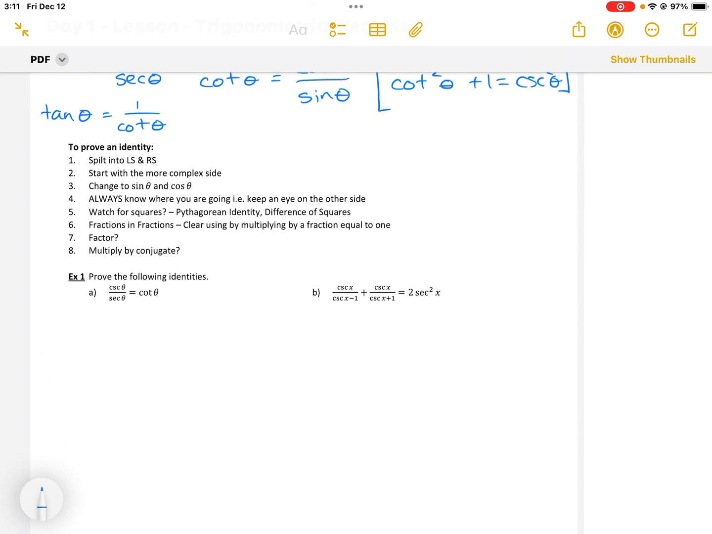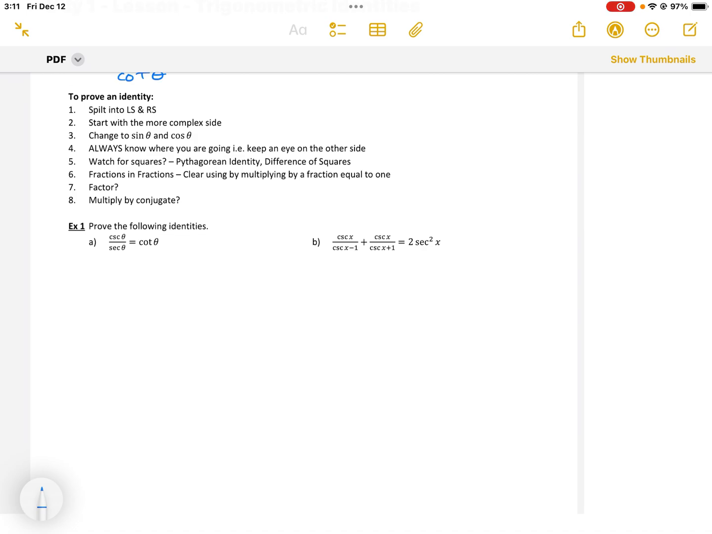So our steps to prove an identity is always to split it into the left side and the right side. Then we're going to start with the more complex side. Usually you want to change to sine theta and cos theta, and you always want to know where you're going to help you, to guide you in what you are replacing. If you have squares, you might be able to use the Pythagorean identity or difference of squares. You might be able to factor, and you might be able to multiply the conjugate, which is the same expression but the opposite sign. So the conjugate would be 2x minus 1 for 2x plus 1.